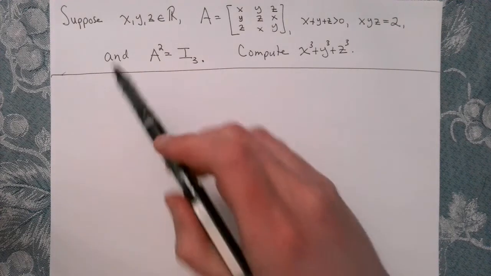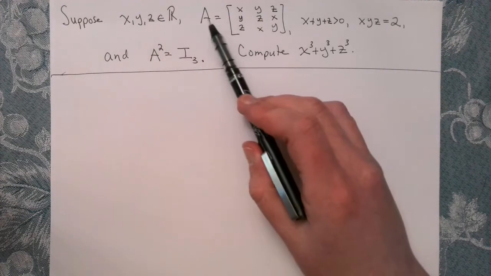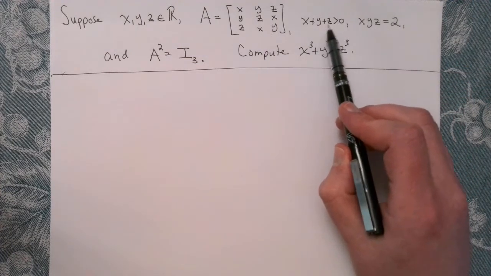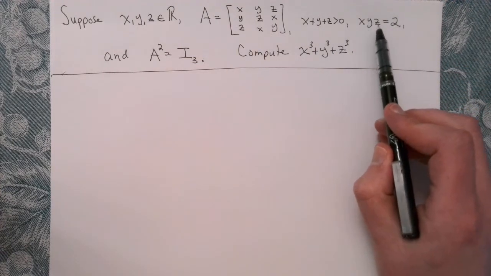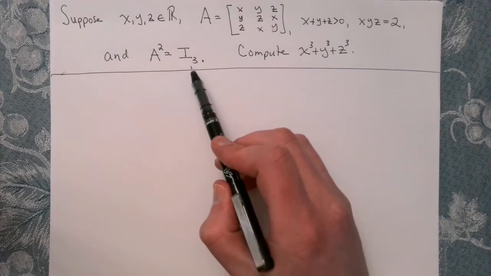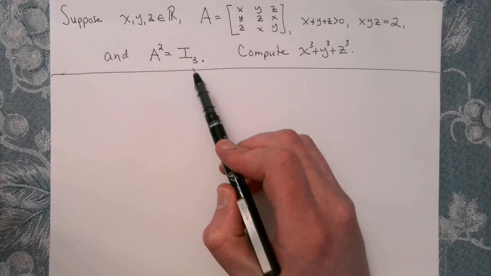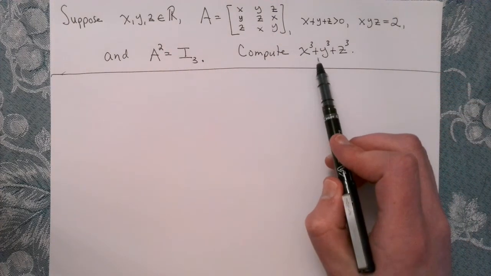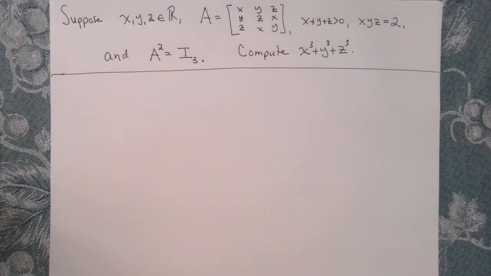So suppose x, y, and z are real numbers. A is the following symmetric matrix. x plus y plus z is positive. x times y times z is exactly 2. And A squared equals the 3 by 3 identity matrix. Under those assumptions, we want to compute x cubed plus y cubed plus z cubed.